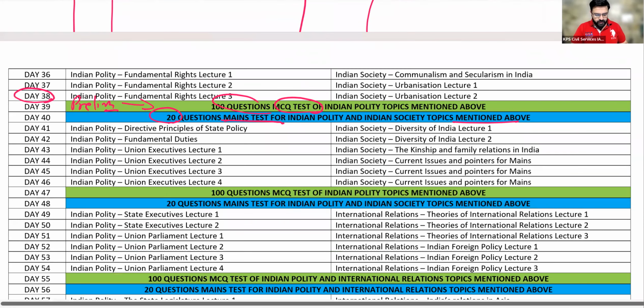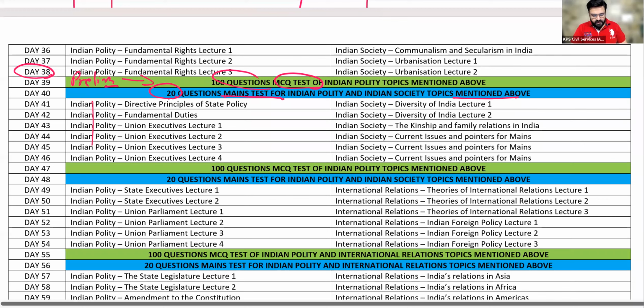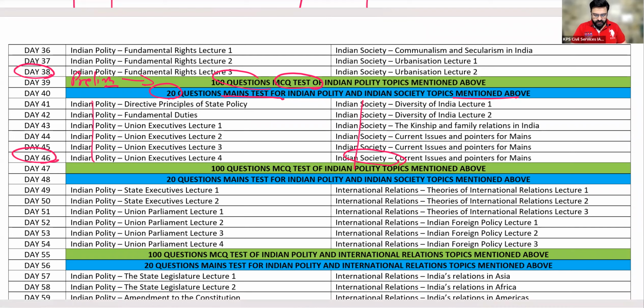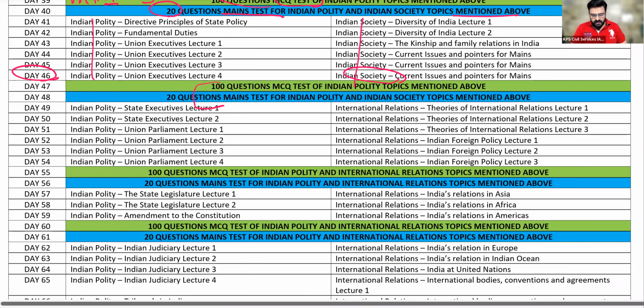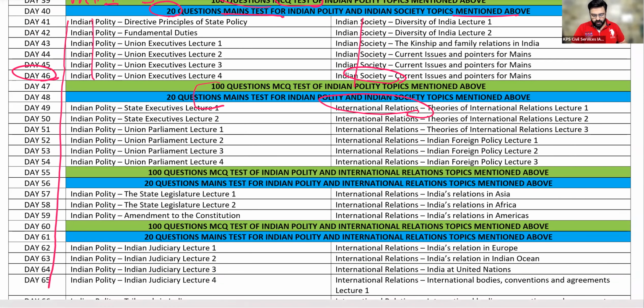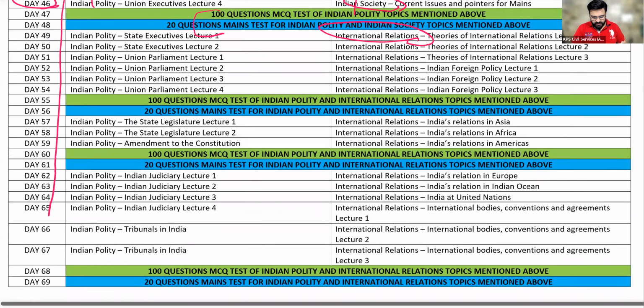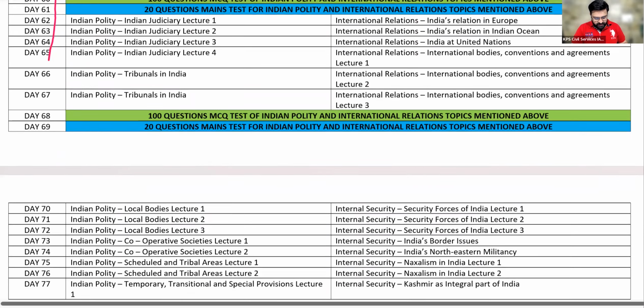So moving forward, the polity and Indian society. By day 46, the Indian society subject would be completed. Then there's another test. Then we will be starting with international relations. Polity is a bigger subject, so it will go on for more lectures, and it will finally come to a conclusion.